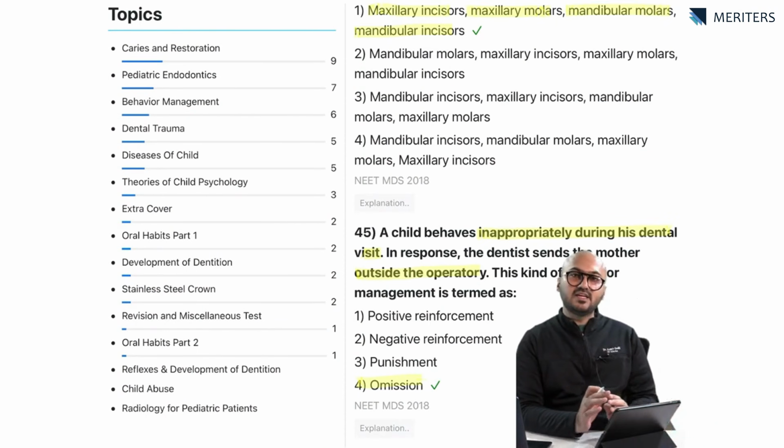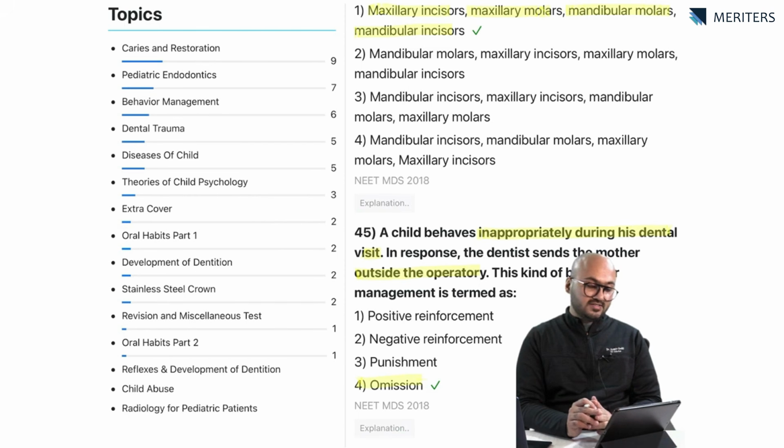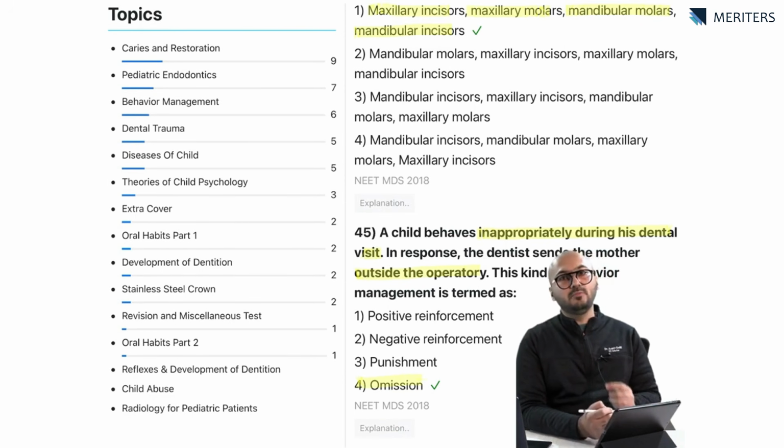We can say that caries and restoration is very commonly asked, so that's a topic that you must focus on, and so is pediatric endodontics and behavior management. So the topics which are showing more number of questions are definitely important, but that does not mean that the topics which are not showing many questions are less important. You can always expect new questions from these topics, and it is necessary to maintain the balance.